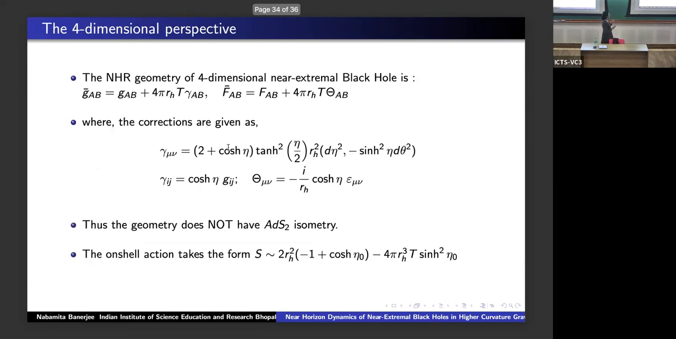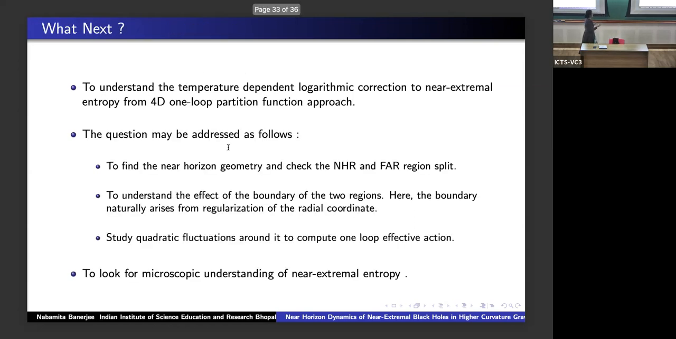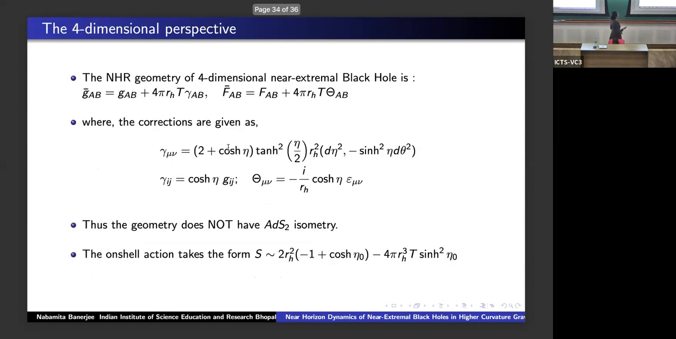So just to show you something, as I said, what I would really like to start with is to understand these two regions. The far region is simple. It is again that full extremal geometry, the 4-dimensional extremal geometry. But the near horizon region is very interesting.